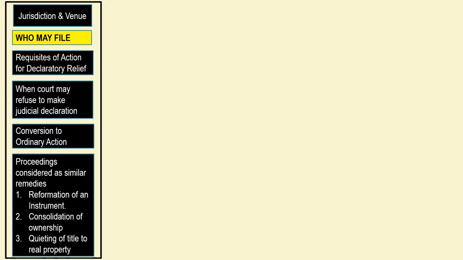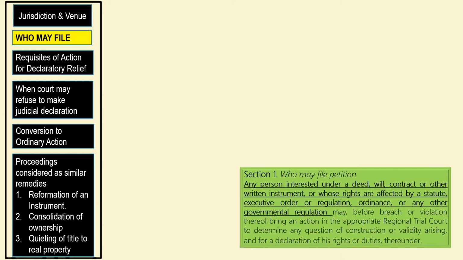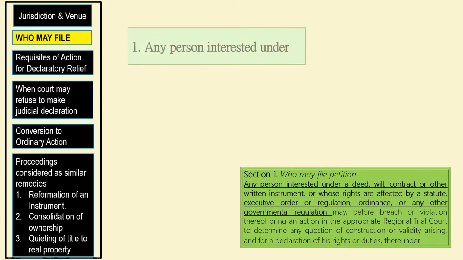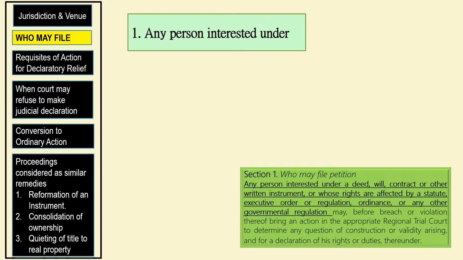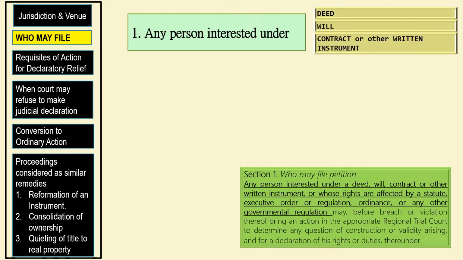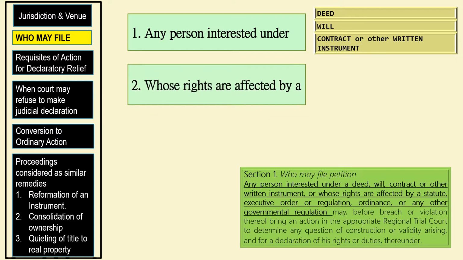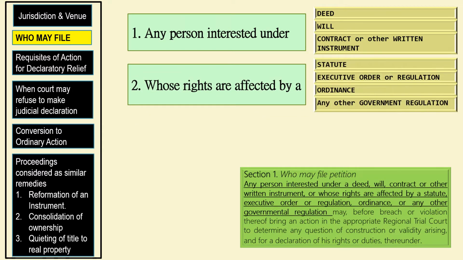Who may file a petition for declaratory relief? The answer is in your Section 1 of Rule 63. Again, ano ang sinasabi ni Section 1, Rule 63? If you are a person interested under deed, will, contract, or other written instrument, or if you are a person whose rights are affected by a statute, executive order or regulation, ordinance, or any other government regulation, then you can file this petition or action. Take note that the enumeration is exclusive. That is only the subject matter in this petition.